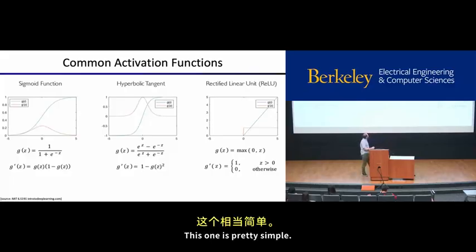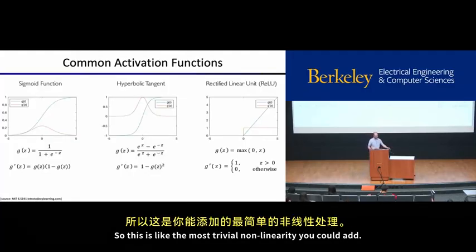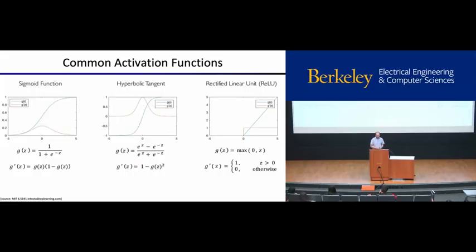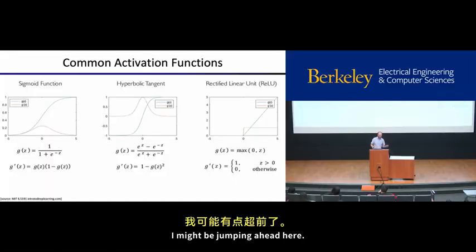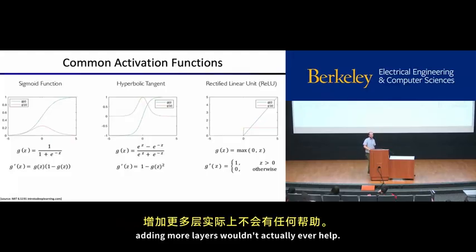This one is pretty simple. It's called the rectified linear unit. If the input is positive, then it does nothing to it, and if the input is negative, it replaces it with 0. So this is like the most trivial nonlinearity you could add, but even just that, it allows the neural networks to be very expressive. I might be jumping ahead here. There might be another slide on it, but if you had a linear activation function or no activation function, adding more layers wouldn't actually ever help.